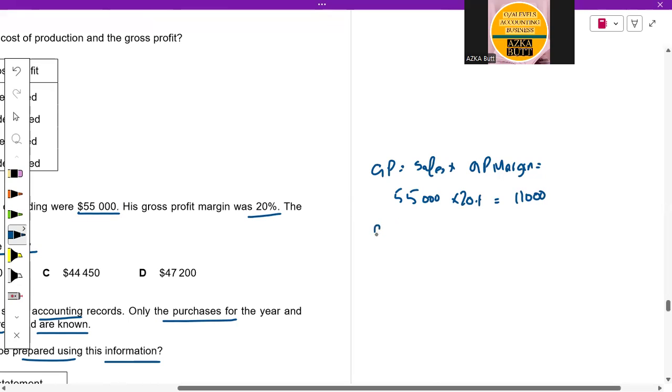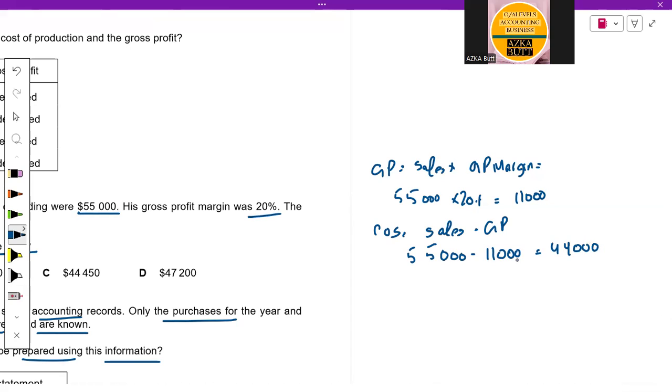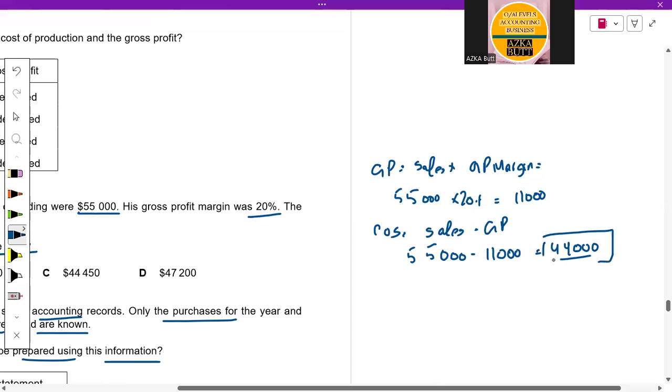Okay, so now we have to find out the cost of sales. The cost of sales formula is sales minus GP. So sales are 55,000 minus 11,000, which is equal to 44,000. Now that we have found the cost of sales, with the help of this we can find out the purchases.